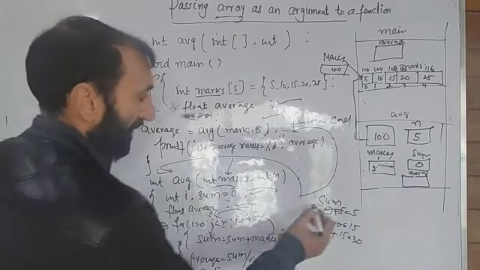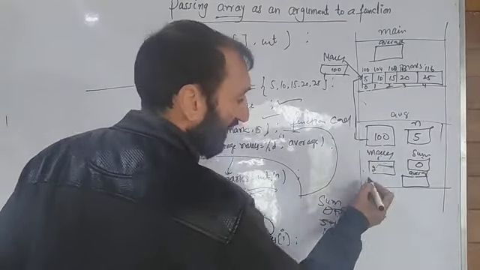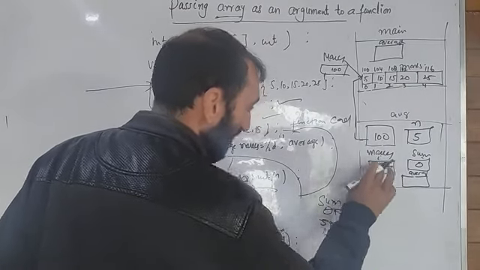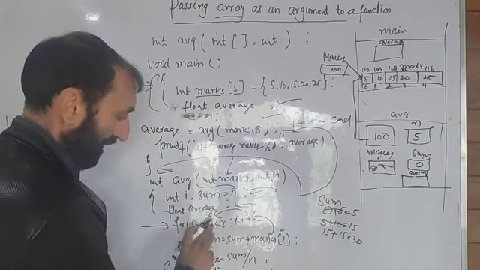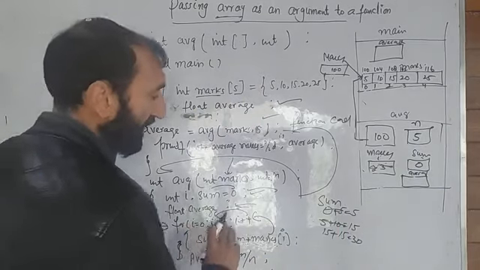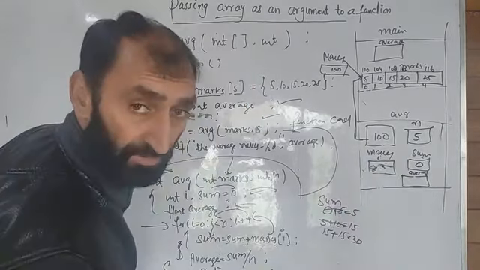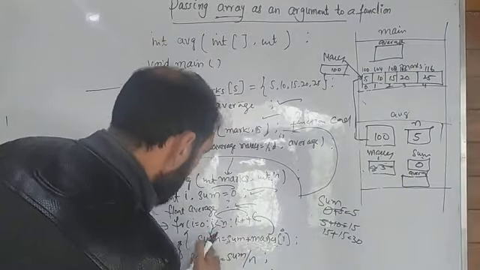I plus plus. I was 2, it gets incremented, so the new value will be 3. And then the condition will get checked. I less than n. 3 is less than 5. Yes, the condition is true. Control will reach here.